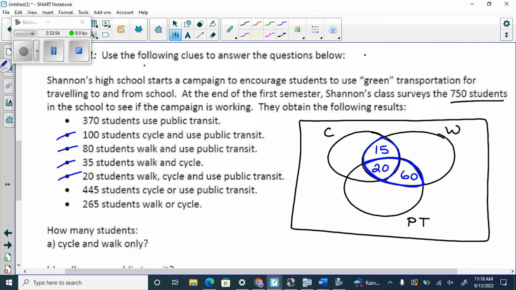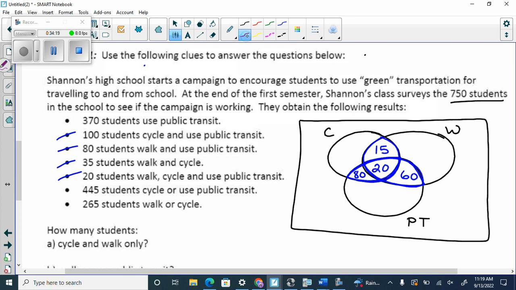100 students cycle and public transit. So that cycle and public transit eyeball has to have 100. It already is 20. There's 80 and only. Okay. Then we have to go to, if we have options, the singles. Because a single is 1 circle, an or is a snowman, which is 2 circles, which is bigger. We go from smallest shape to largest shape.